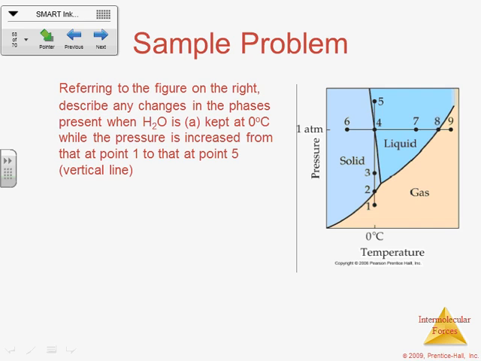Okay, last couple of problems here and then we're done with this. Describe any changes in the phases present when H2O is kept at 0 while the pressure is increased from 1 to 5. So we're going from here up to here. This is fairly straightforward, but as the pressure is increased, it's going to go from a gas to a solid first. Kind of interesting. And the name for that is deposition. So that's what they really want, the name of the phase changes here.